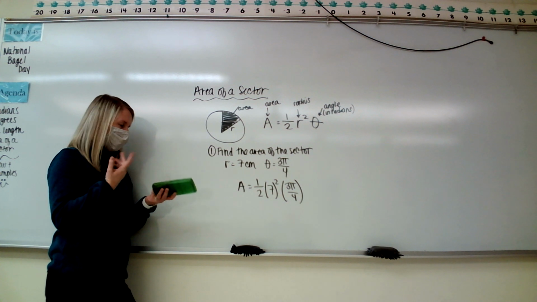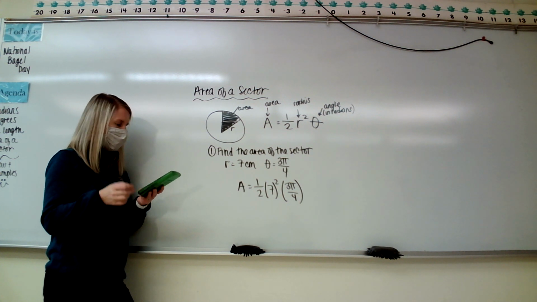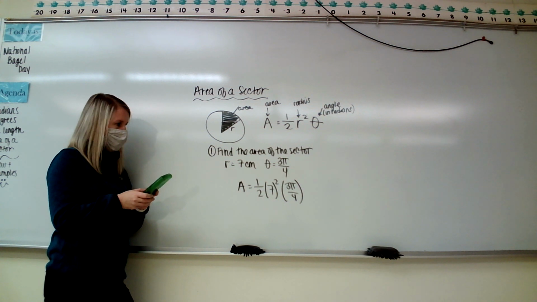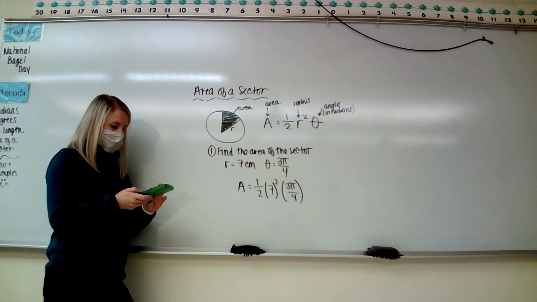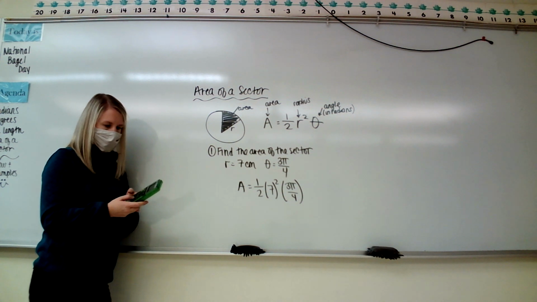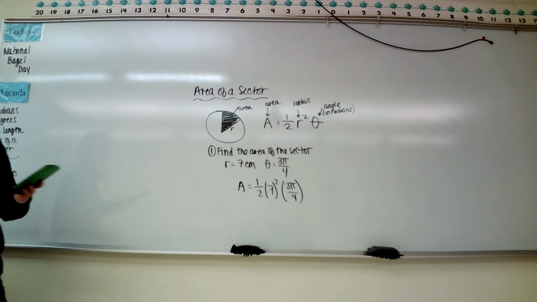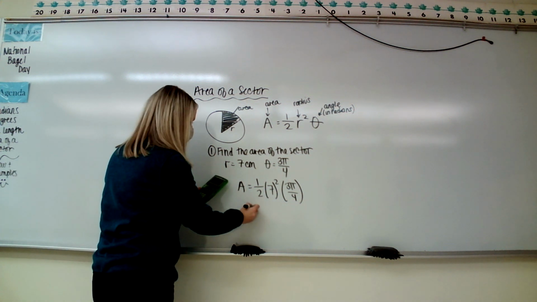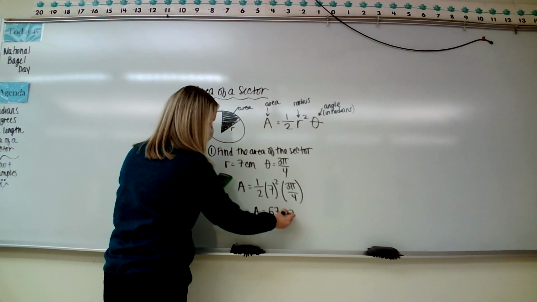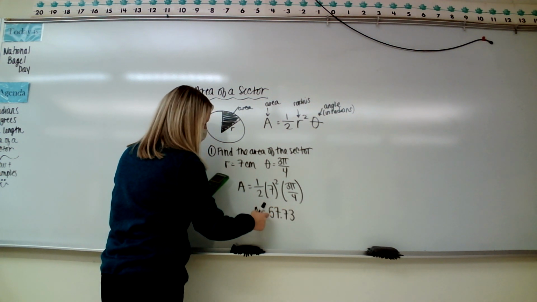So I grab mine. 1/2, I usually just write 0.5 just to make my life easier. And then I do 7 squared. And then 3, I'm going to put the pi in. So once again, I want my answer as a decimal over 4. So I'm going to find my pi symbol and throw it in. And A is going to be about 57.73-ish. So I kind of rounded that.